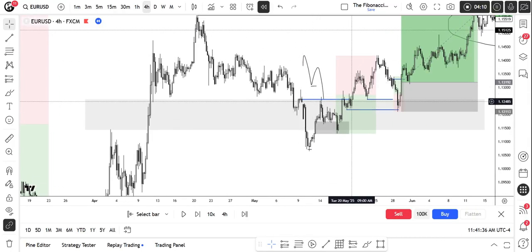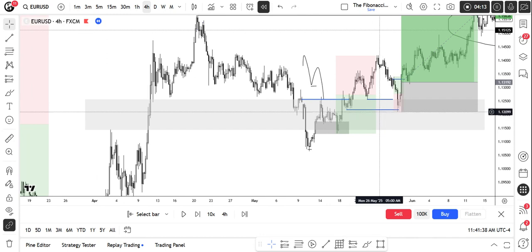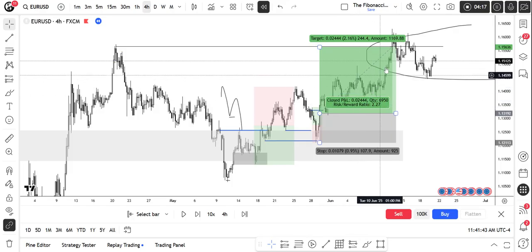First, the CISD is right over here. Second, we sweep out these lows in the discount area. We got another CISD right over there, and we entered from this area, and then we continued higher.